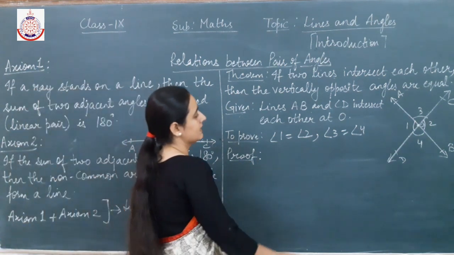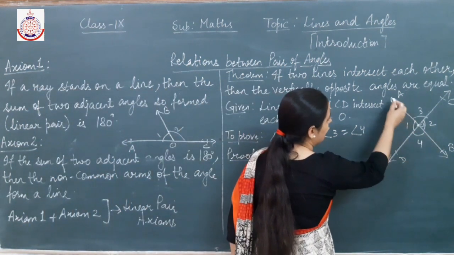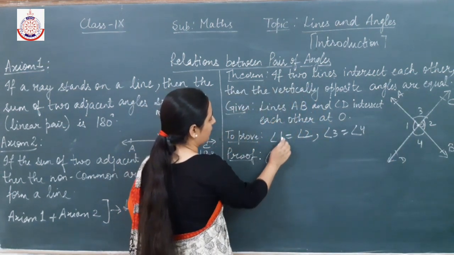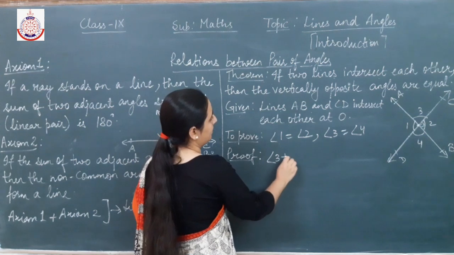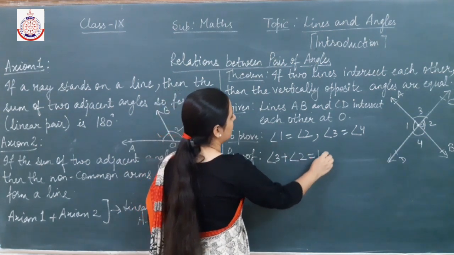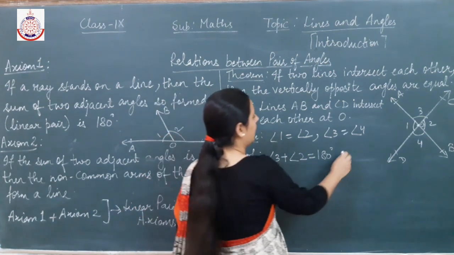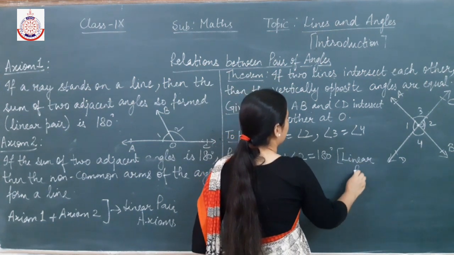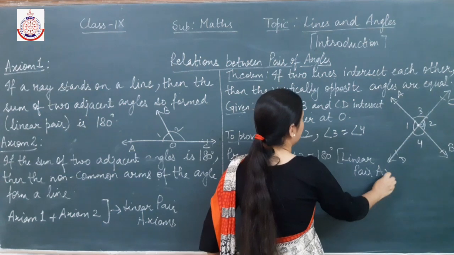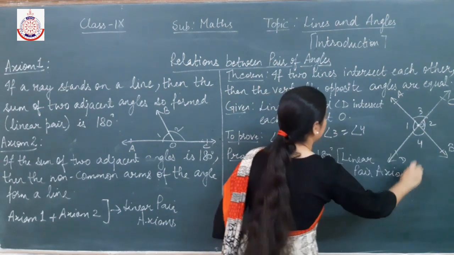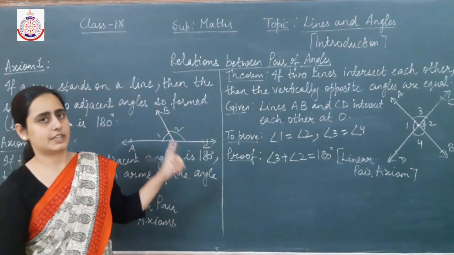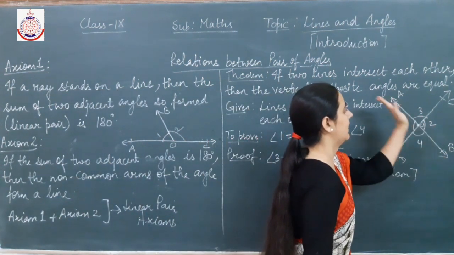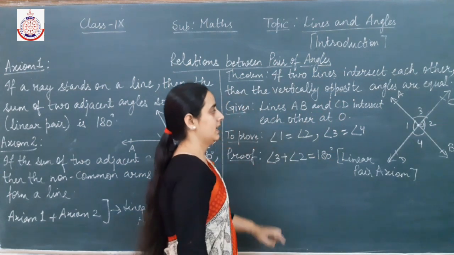First of all, you can see AB is a line. Fine. So I can write angle 3 plus angle 2 is equal to 180 degrees. Then I have to mention the reason here in brackets: I am using the linear pair axiom, which I discussed already, that if it is a straight line, the sum of two angles lying on that line will be 180 degrees.